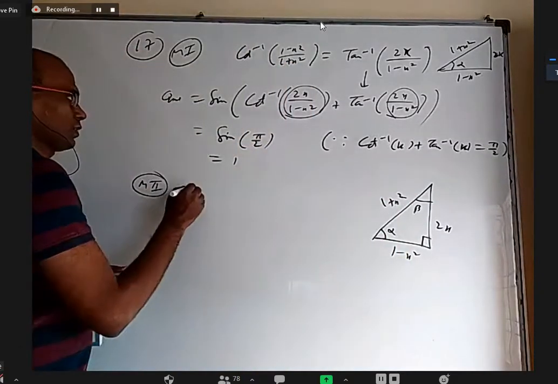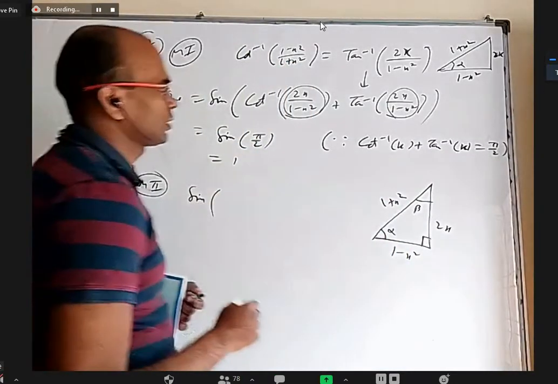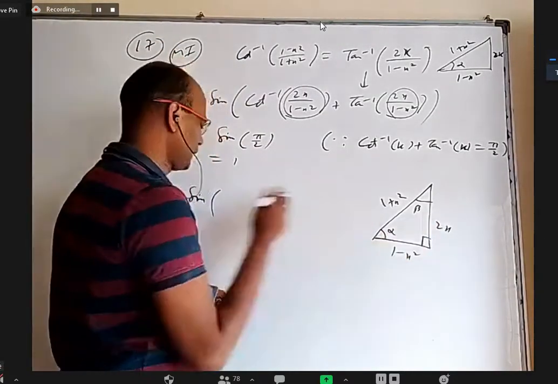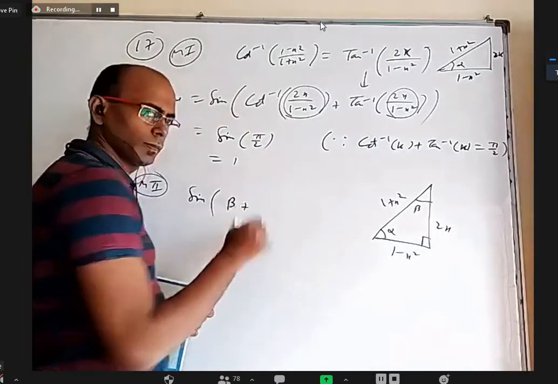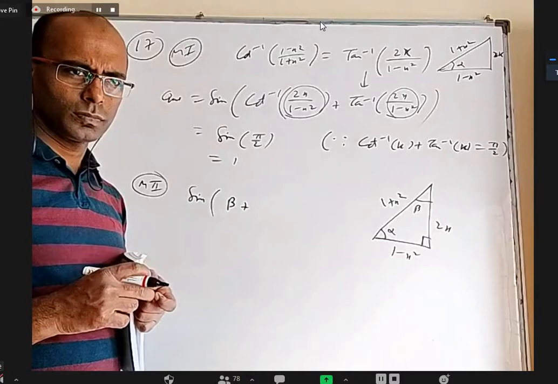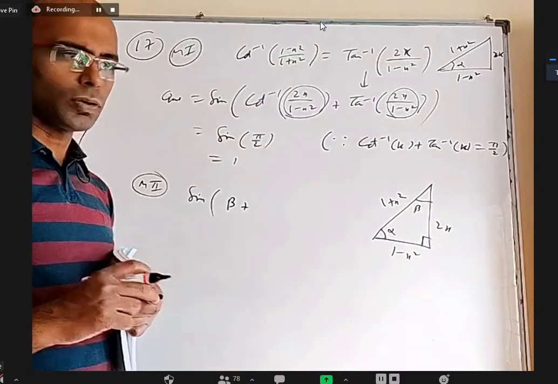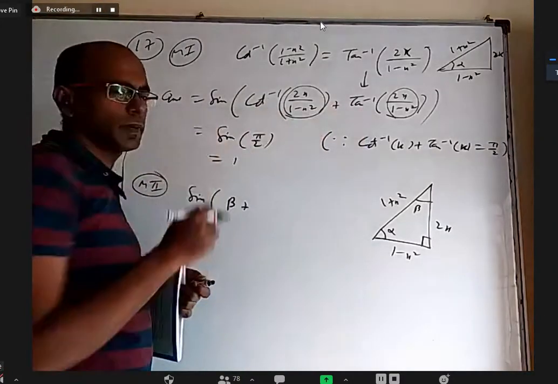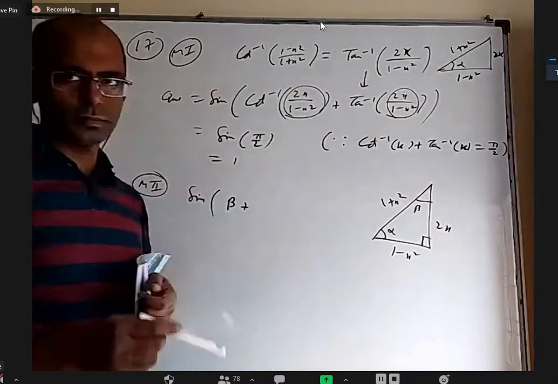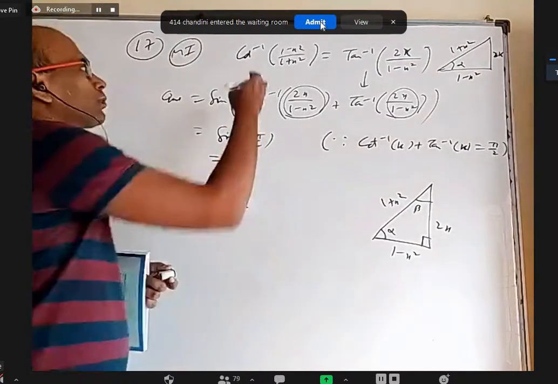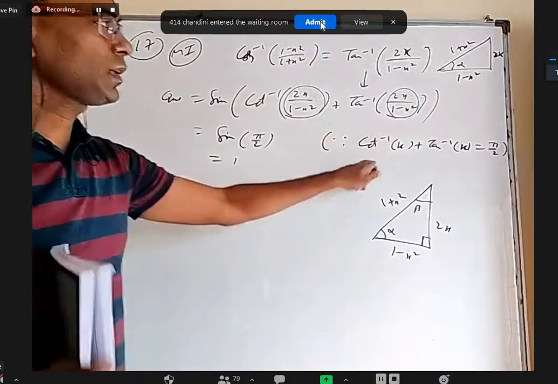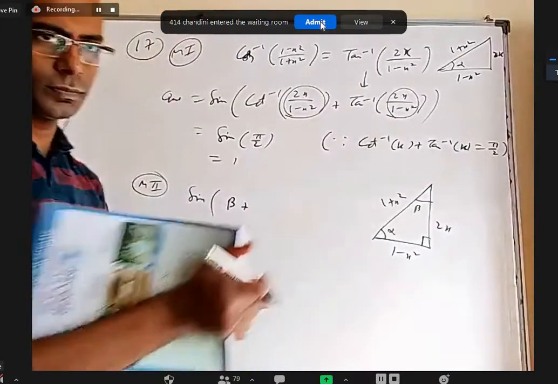From this figure, the question becomes cot inverse 2x by 1 minus x square, which means beta. Sir, tan inverse 2x by 1 minus x square, how can it be equal to cot inverse 2x by 1 minus x square? No, I am not saying these two are equal. I am saying their sum is pi by 2. They are not equal. I am saying this plus this sum is pi by 2. Cot inverse of something plus tan inverse of something is pi by 2.